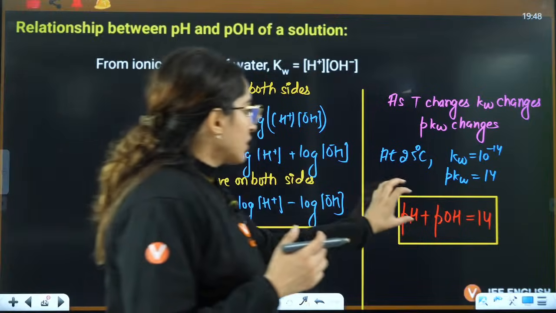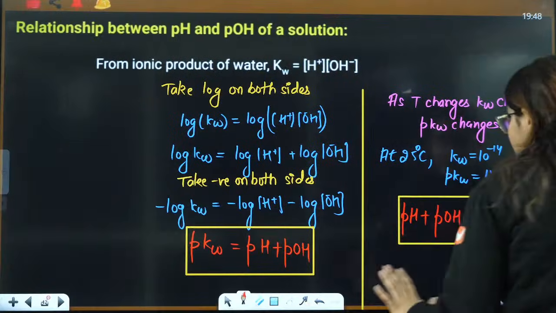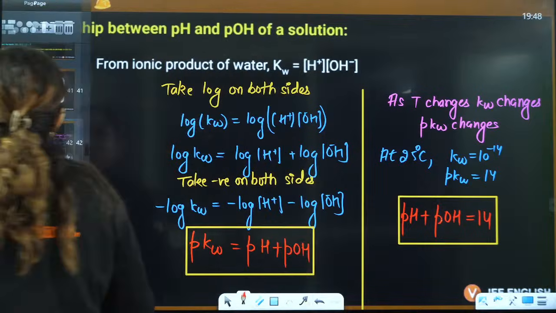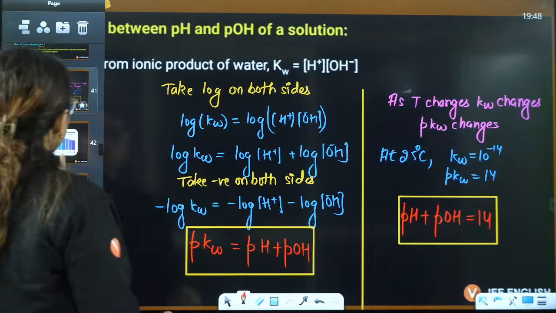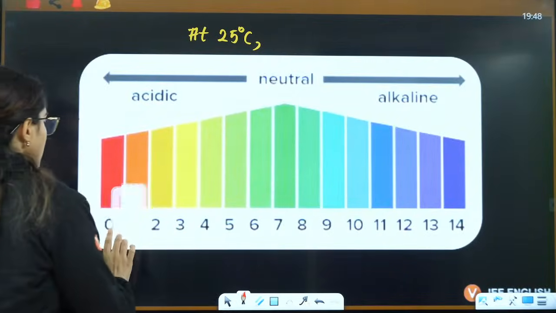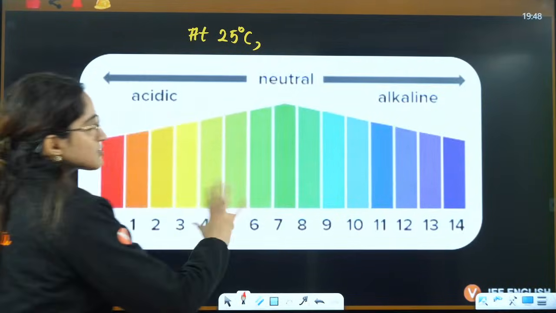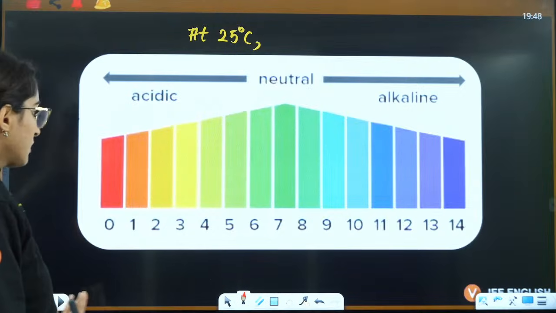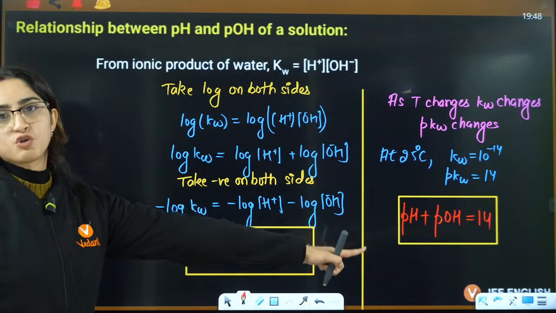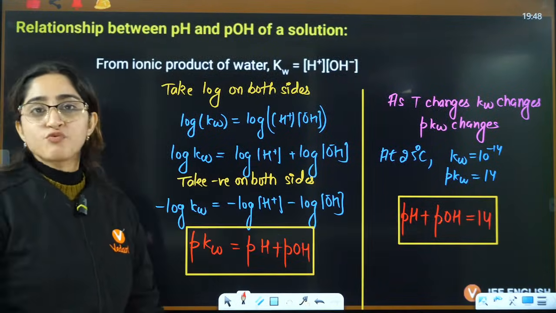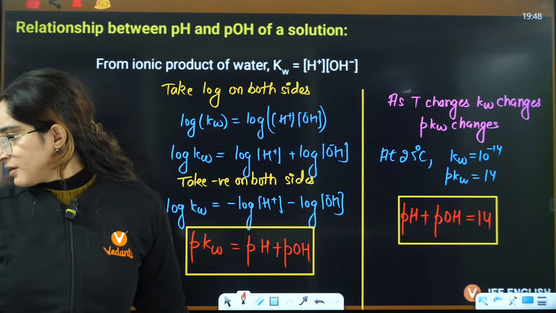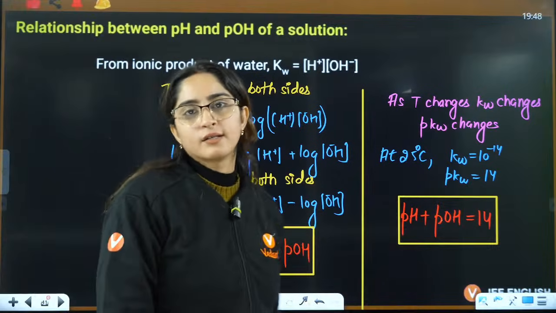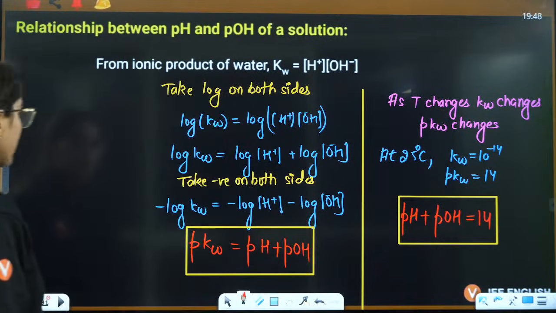And this scale that you are defining here, if you see, this scale is using 0 to 14. So this scale is using pH plus pOH equals 14. This scale is using this thing here. Got it? Understood everybody? Tell me.